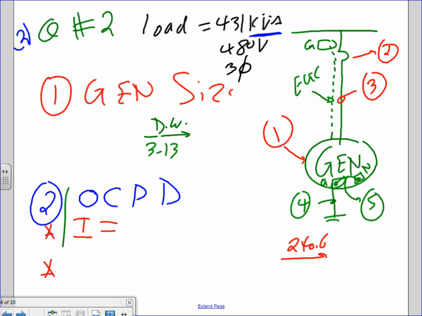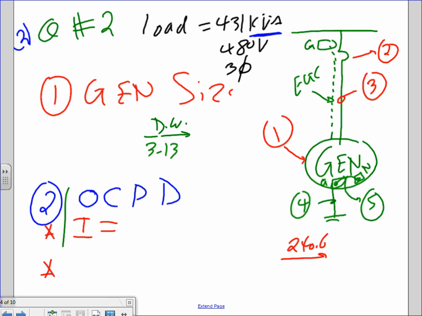Then I need to size the overcurrent protection device. Then I need to size number 2. Number 3 is the feeder. Number 4, I need to size the grounding electrode conductor. Number 5 is the main bonding jumper. This here is called main bonding jumper. This is separate directed. Cool. I'm going to size all these 5 things for this generator.